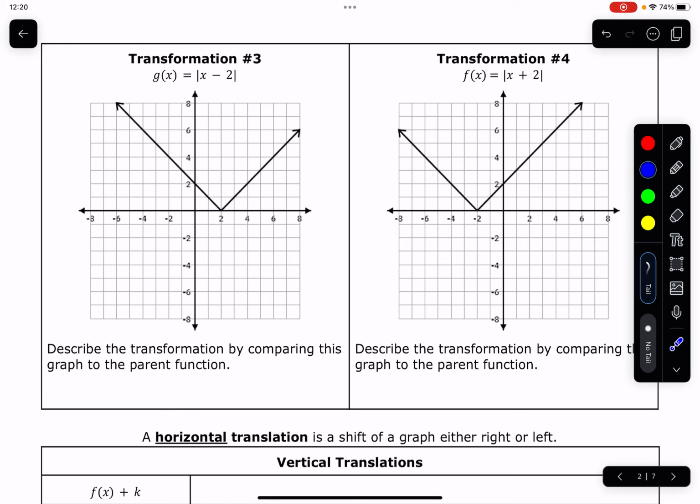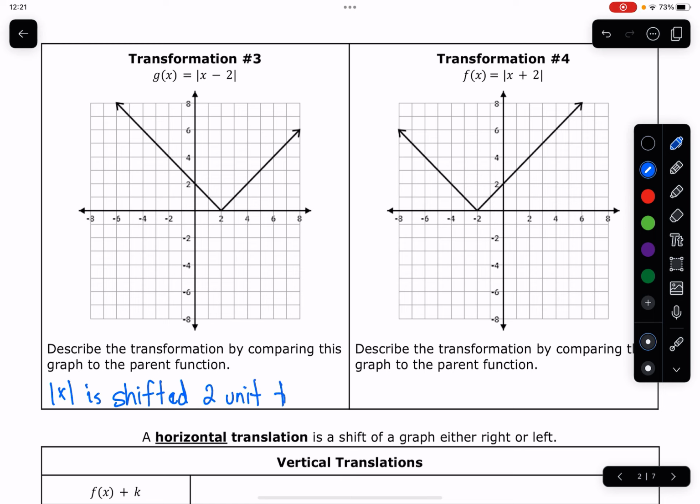So here the description for this shift would be that our absolute value function is shifted two units to the right, and over here our absolute value is shifted 2 units to the left.